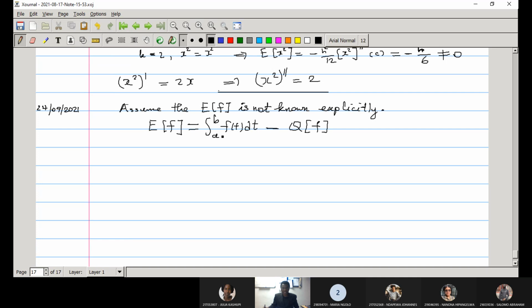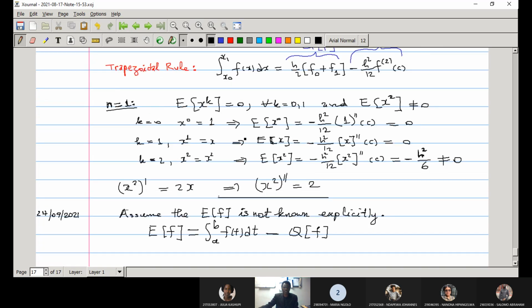I can always integrate any function when it is simple to integrate. And the quadrature formula is just an expression of the function. So the only thing I need to know is the function I substitute. So we are going to prove the same thing for the trapezoidal rule. We are still here for the trapezoidal rule.